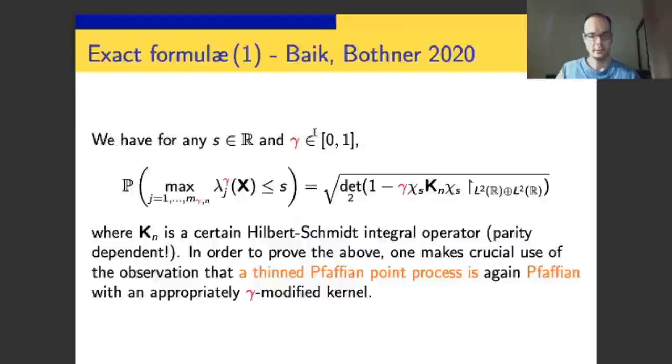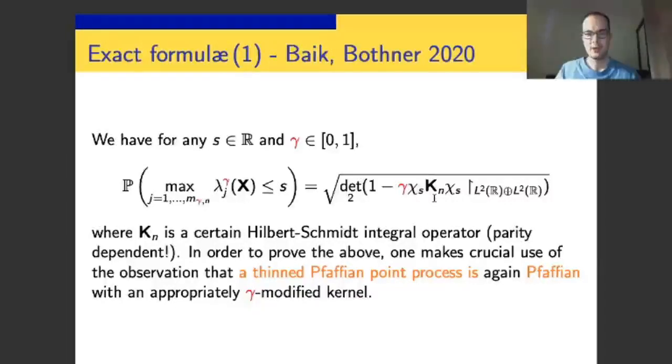First one is the distribution function of the largest particle for finite n in the thinned process. Turns out it's the square root of a certain regularized operator determinant. How can you prove this identity? Well, you prove a general result about a Pfaffian point process and when they are thinned out. Turns out a thinning procedure preserves the integrability, which is to say that the thinned Pfaffian point process is still Pfaffian and there's a simple relation between the underlying correlation functions. Once you have this result, it's rather straightforward to get to this point up there. I'm not going to tell you many details about the underlying operator.